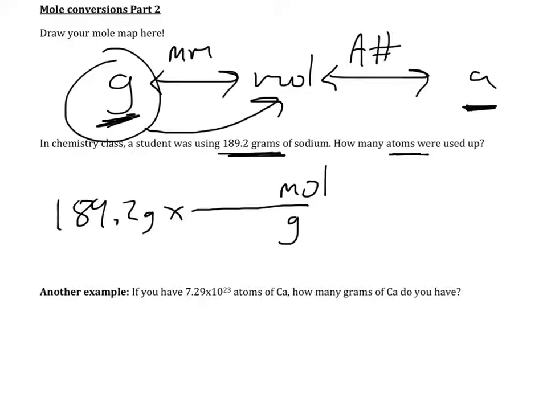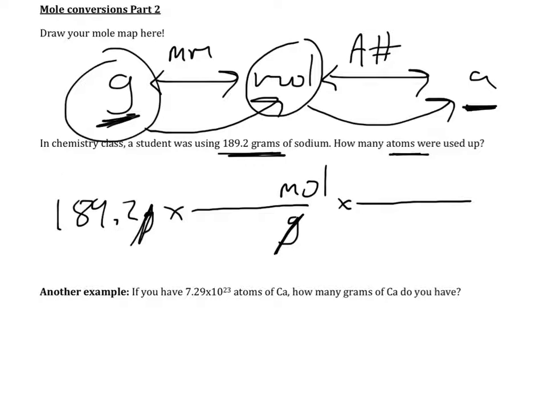Now when you put grams on the bottom here, these grams cancel out. And notice how we went from grams to moles. If we were to stop here, we would have successfully converted to moles. But the problem is not asking for moles, it's asking for atoms. So what we now need to do is take our moles and convert them to atoms. The way you do that is you do a second fraction. So essentially this is going to be a 2-fraction problem. Now let's think about this.